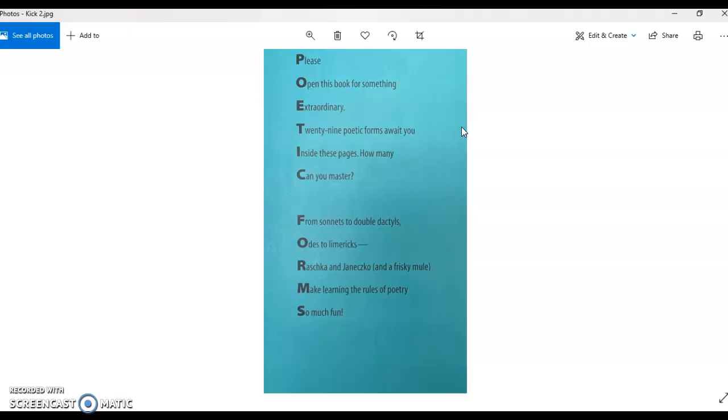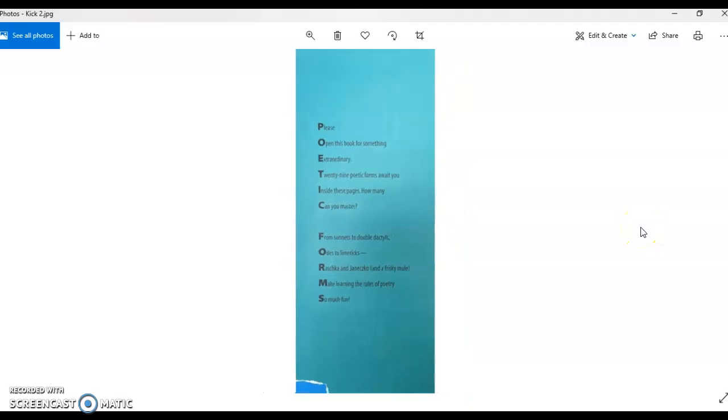Please open this book for something extraordinary. 29 poetic forms await you. Inside these pages, how many can you master? From sonnets to double dactyls, odes to limericks, Raschka and Janeczko and a frisky mule make learning the rules of poetry so much fun. All right, so you heard the word rules, and there are poetic forms or types of poetry where there are no real rules, and so some poetic forms do have rules, and some don't. And that's part of the joy for me, is helping kids understand the rules of different types of poetic forms.